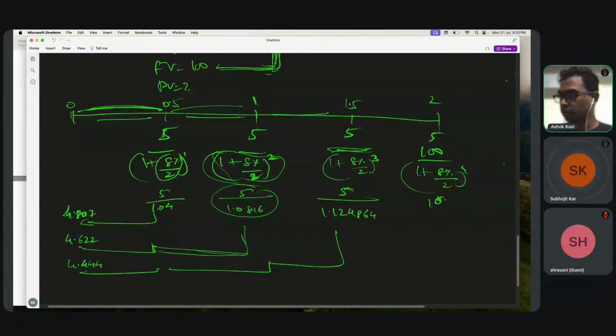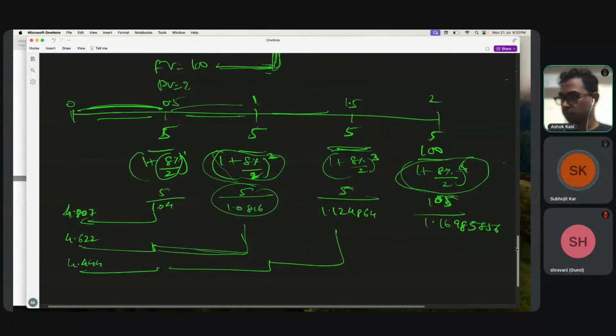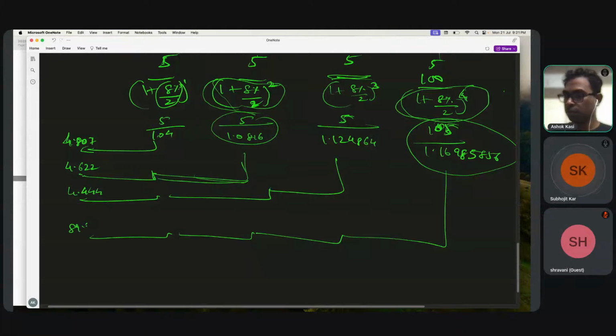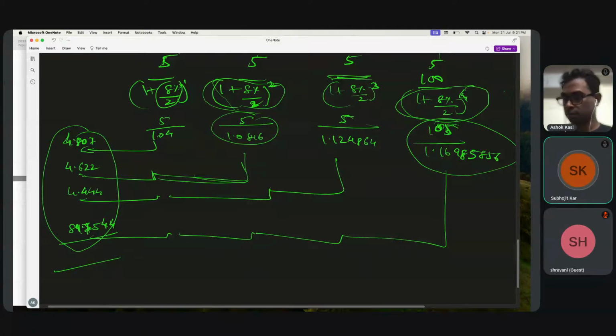This will be 105 divided by this number, which is a big number, 1.1698 and so on, 1.1698 5856. So the final is 89.7544. And it is 103.6298, the final answer.